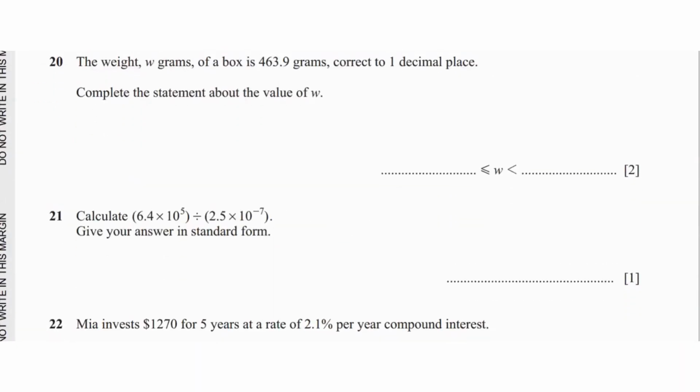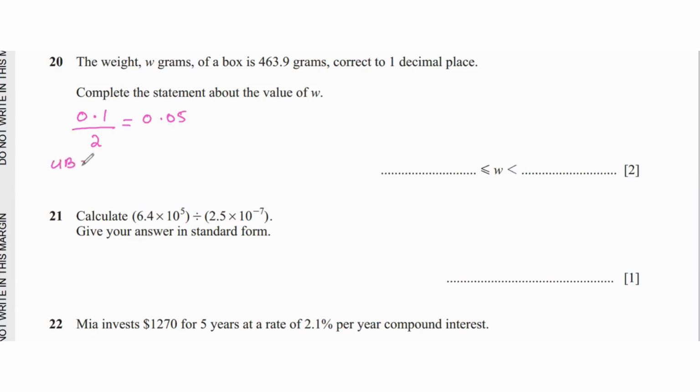Question 20 says the weight W grams for box is 463.9 grams, correct to one decimal place. Complete the statement by the value of W. So since the degree of accuracy is correct to one decimal place, we will divide 0.1 by 2, which gives us 0.05.